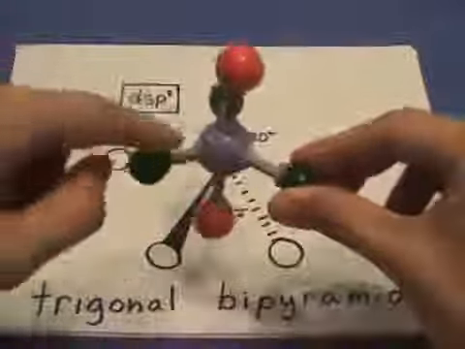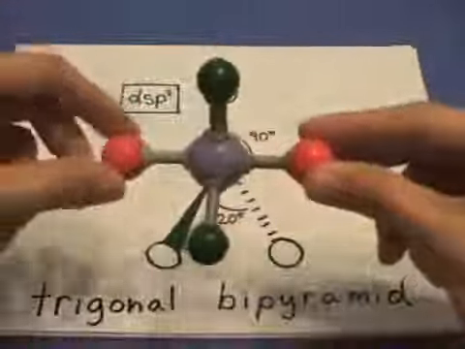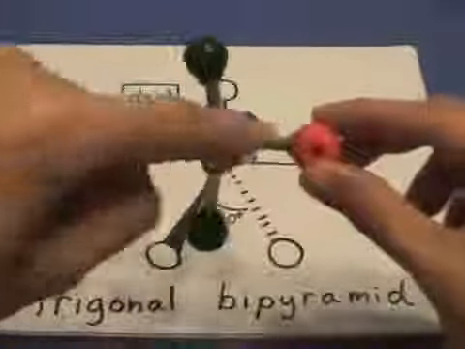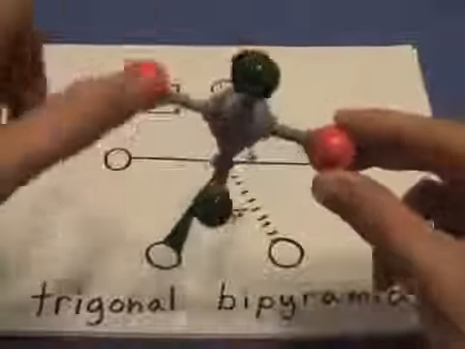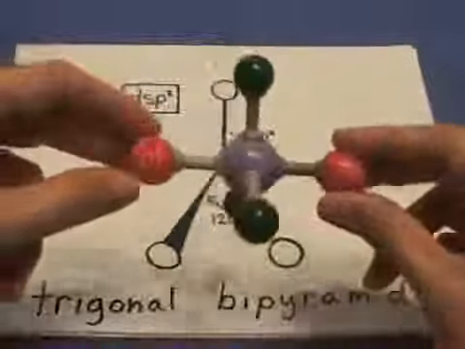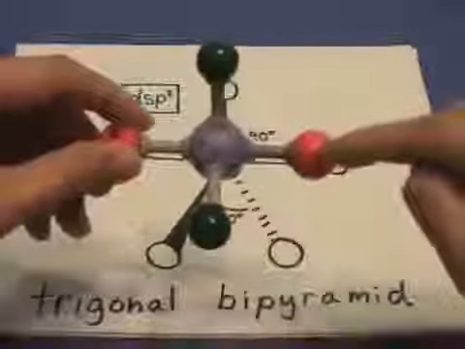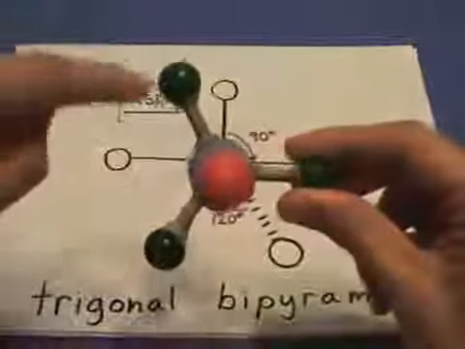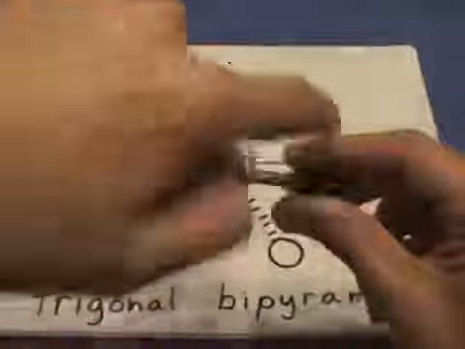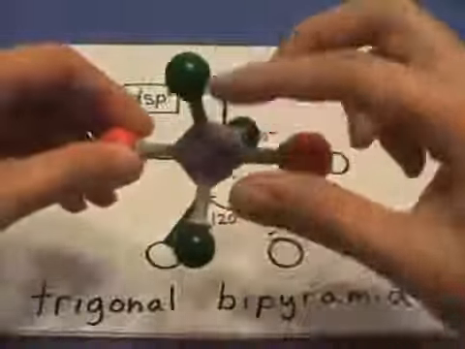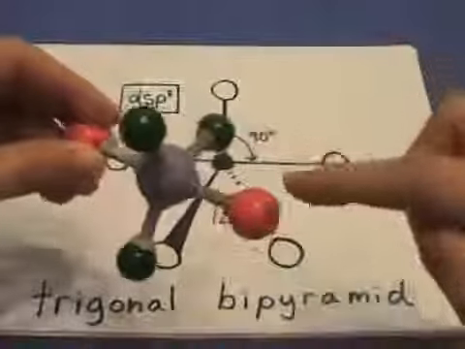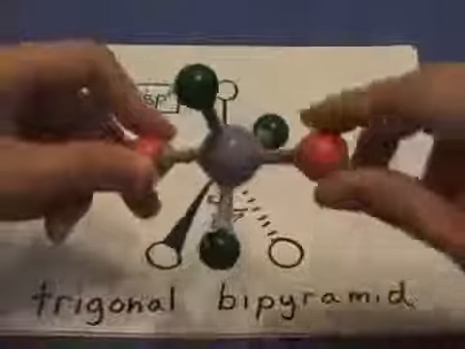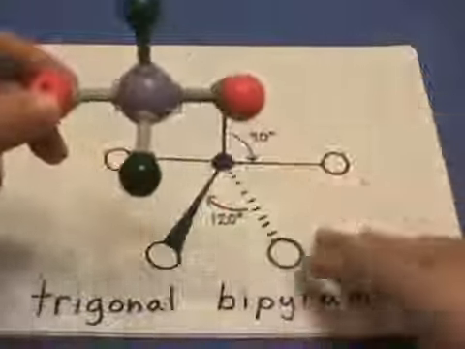dsp3, trigonal bipyramid. Notice I've colored the atoms that are axial red and the equatorial ones green. They are not the same. Notice that there is a 90-degree bond angle between this axial and this equatorial atom, and it's 120 degrees between the equatorial bonds. So green to green is 120 degrees, red to green is 90 degrees. So there are 2 different bond angles in a trigonal bipyramid, dsp3 hybridized central atom.